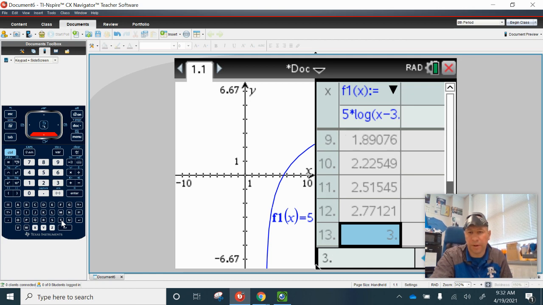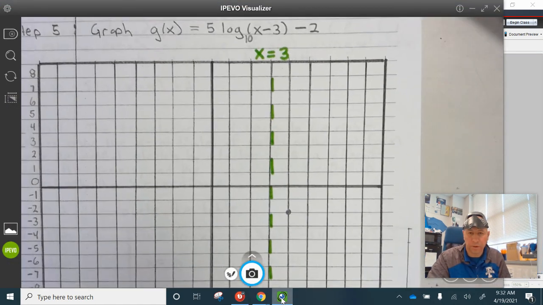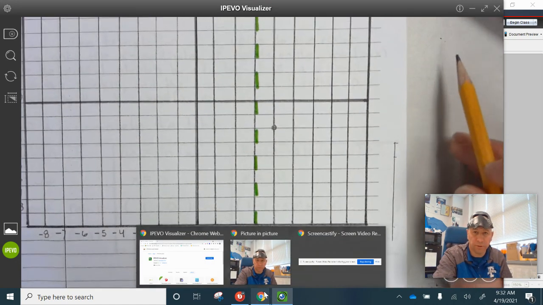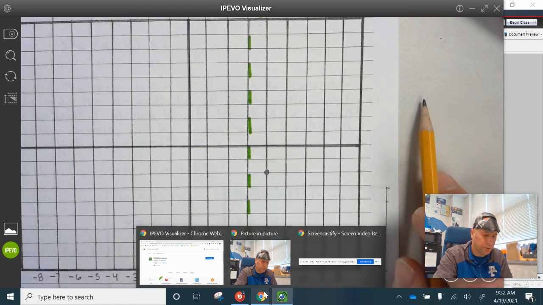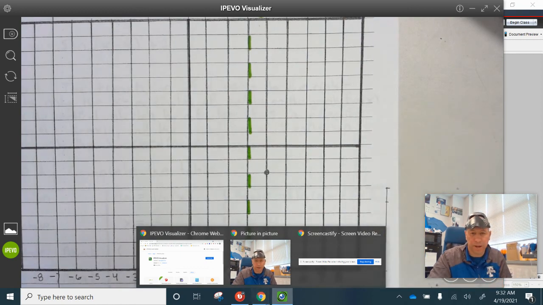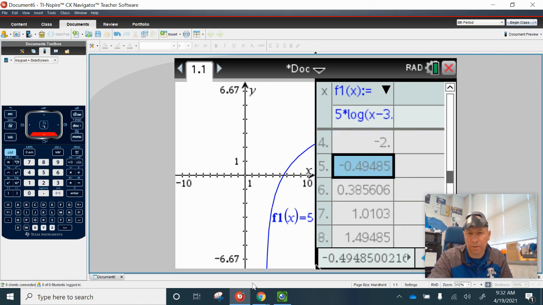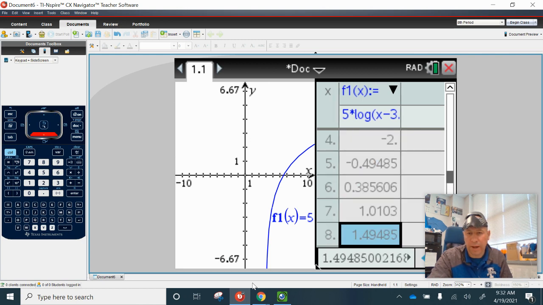And it looks like this might be another one where, nope, 13, 3. So the problem with that is we have 9, 10, 11, 13 would be off the page here. So we're going to need to come back and use point 8. That's about 1.5. So that's a good point. So we can do 8, 1.5.